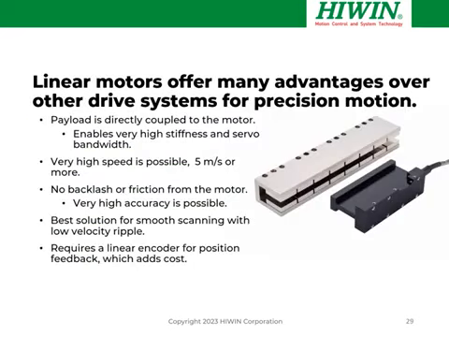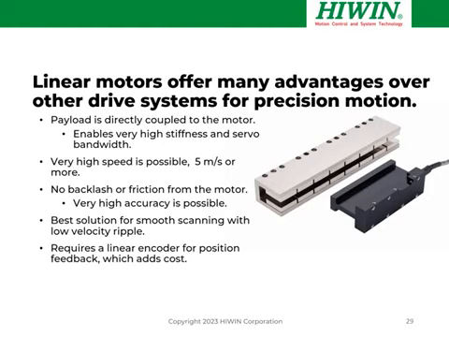Let's look at the type of drive or motor drive that we provide to our motion system. Linear motors are often used because they offer many advantages over other drive systems for precision motion. A linear motor is a direct drive. Just like we have direct feedback and indirect feedback, we can have direct drive and indirect drive. In a direct drive, the payload is directly coupled to the motor.